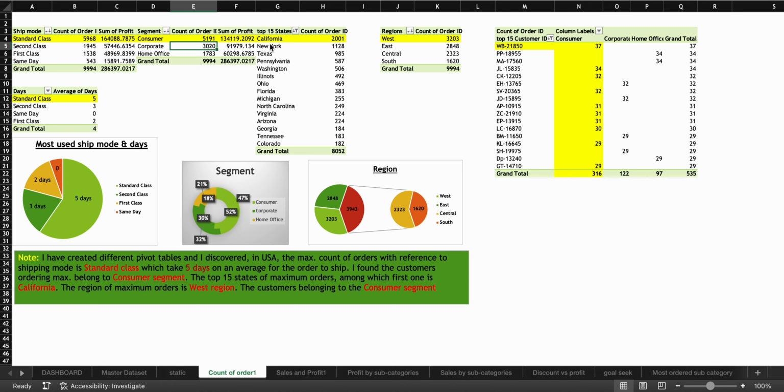So then next I've taken is the top 15 states in USA where the count of orders is coming from. So California is at the top. Again, we've checked the regions. So West is the winner here. The West region is getting a lot of count of orders.